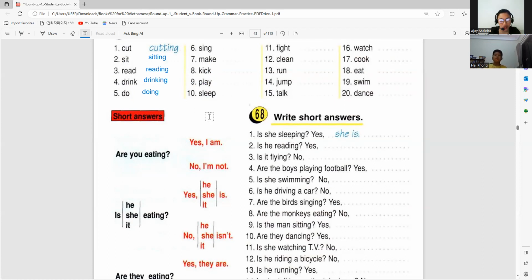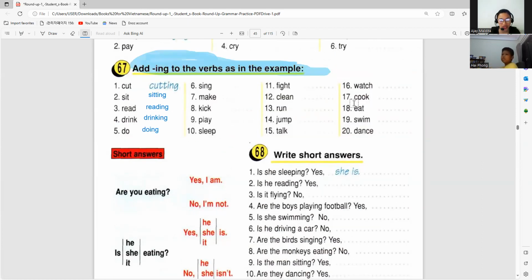Yes, your answer is doing. That's right. How about number six? You can type your answer, Phong. Singing. That's right, singing. How about number seven? Making. That's right, making. Okay, number eight. Cooking. That's right, cooking. Number nine. Playing. Yes, playing. Number 10.